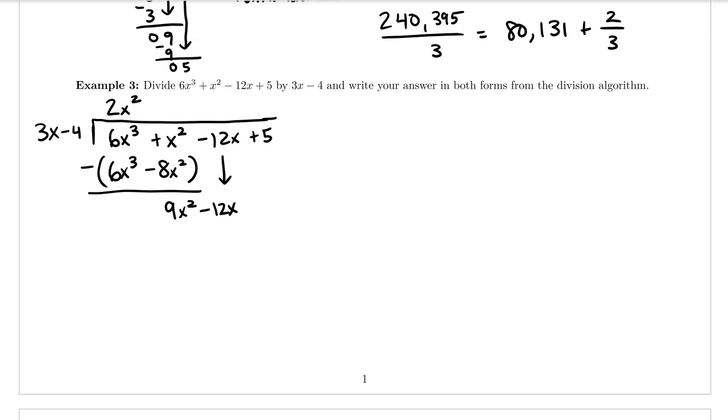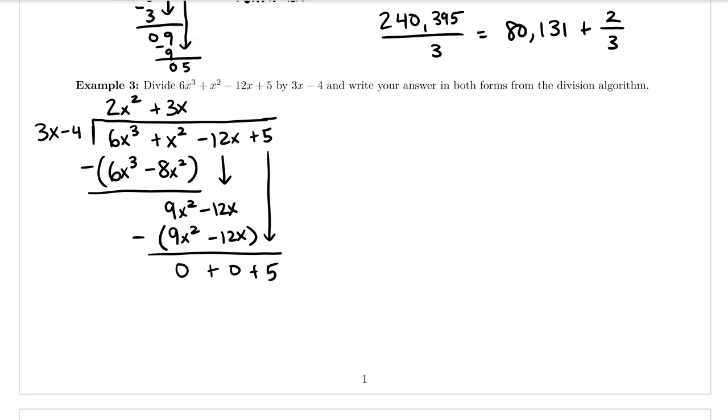So now I want to ask myself, what do I need to multiply to 3x so that I will end up getting 9x squared? And the thing that accomplishes that for us is going to be positive 3x. So 3x times 3x is 9x squared, and then I'm going to multiply 3x times negative 4, which is negative 12x. So 9x squared minus 9x squared is 0. Negative 12x minus negative 12x is also 0. And then I'm going to go ahead and bring down my positive 5 here. So I can really just get rid of the zeros, and I'm just left with 5.